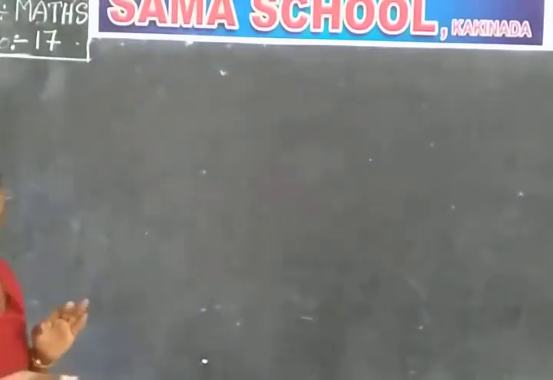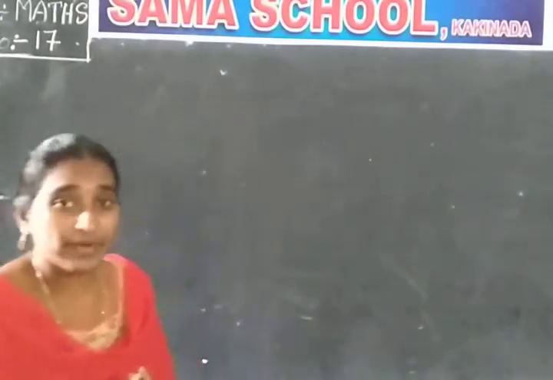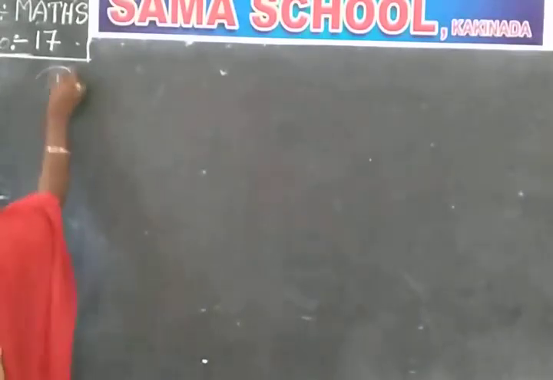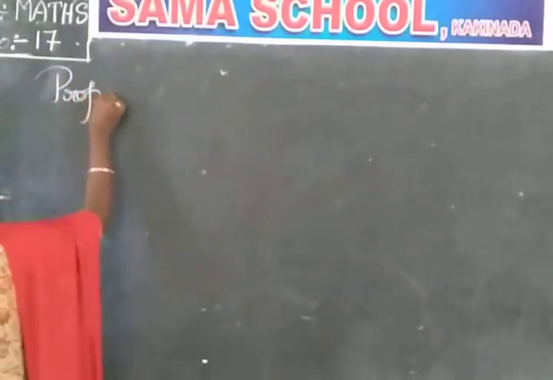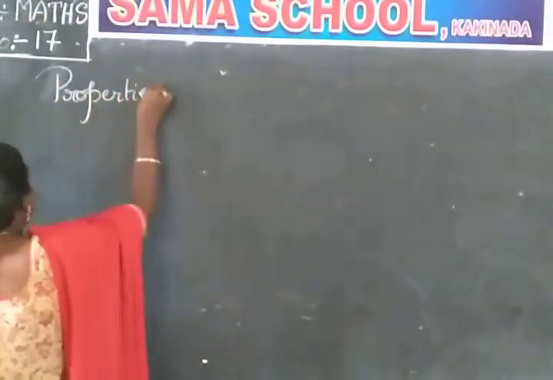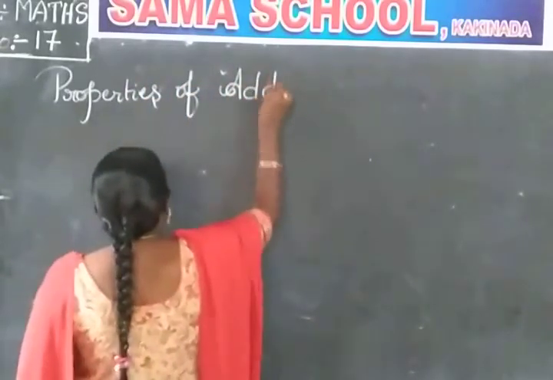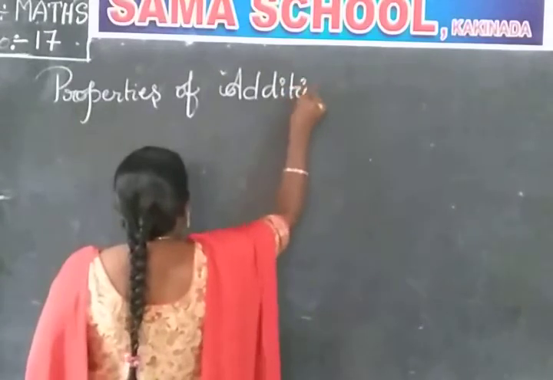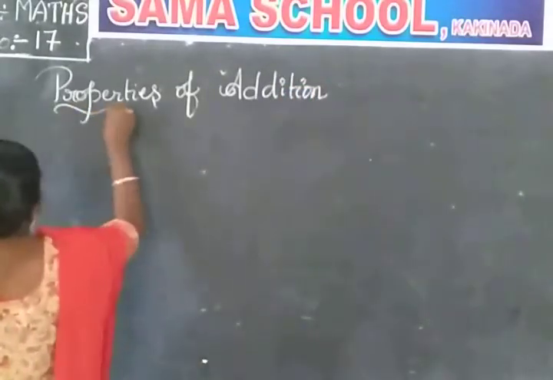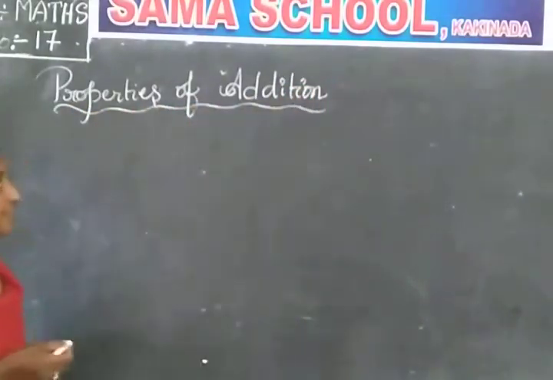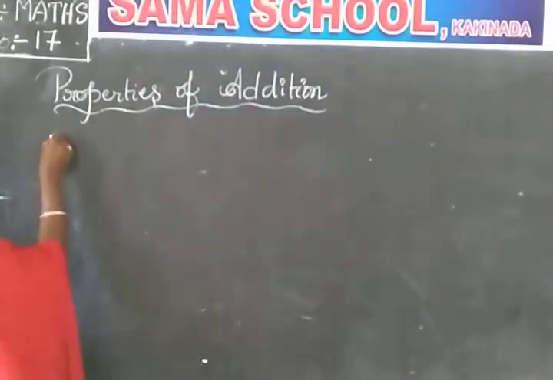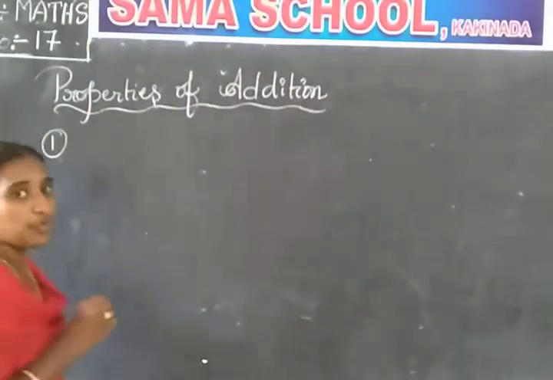We have 3 properties in addition. How many properties in addition? We have 3 properties in addition. Properties of addition. See, what is the first property?